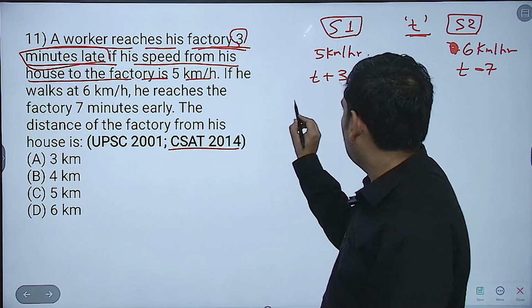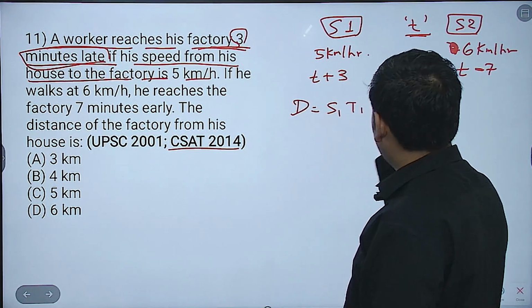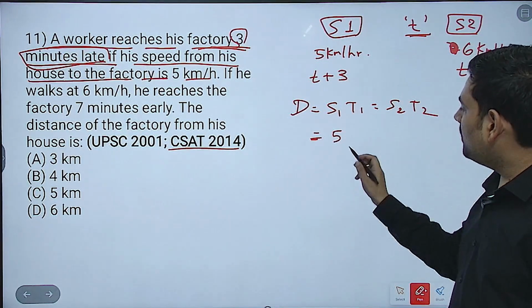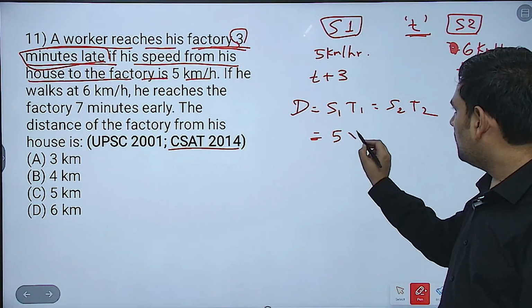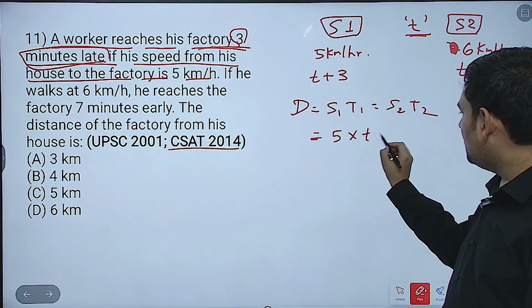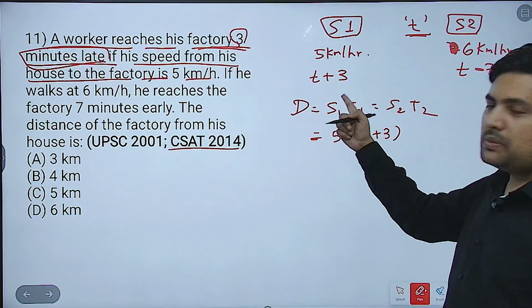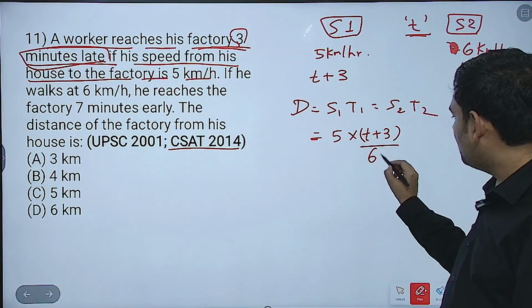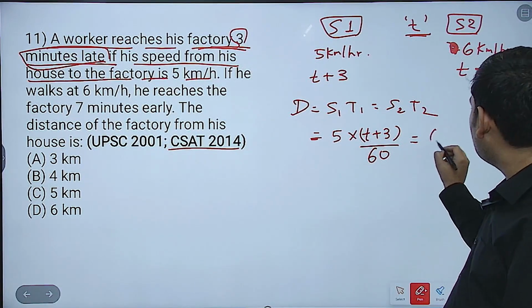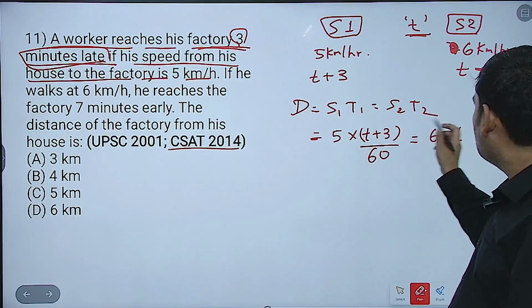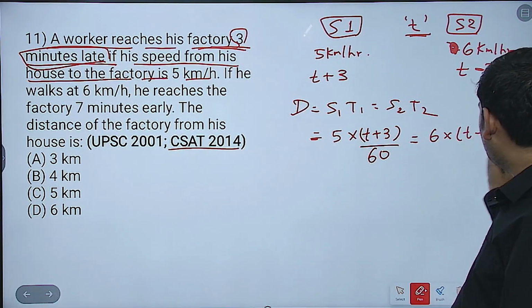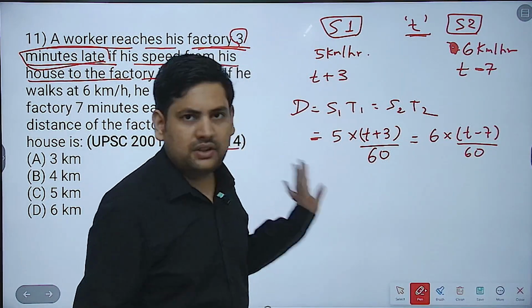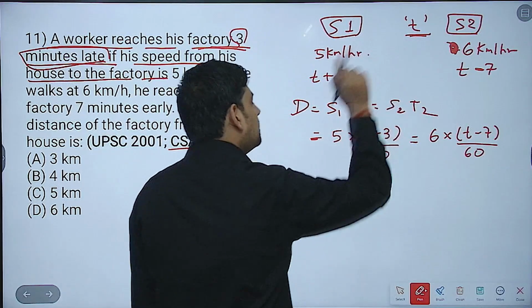So this becomes distance is equal to speed 1 time 1 is equal to speed 2 time 2. Speed 1 is what? Speed 1 is 5 kilometer per hour, into time is what? Time is t plus 3. But this is in minutes, so we must convert it into hours. So divided by 60. This is equal to speed 2, which is 6 kilometer per hour, into t minus 7 divided by 60, again to convert it into hours. This is equal to distance. We'll solve this to get the scheduled time first.